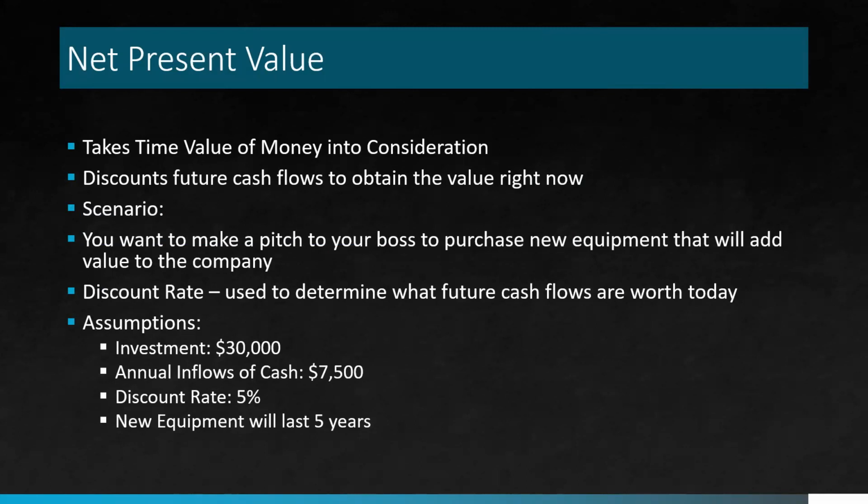So in this scenario, we have a few assumptions. You're going to go to your boss and say, hey, I have this great machine. It's $30,000, but it's going to give us an annual inflow of cash of $7,500 every year for 5 years. And the discount rate, let's say it's 5%, but when you first pitch it to your boss, you really don't know what that discount rate is. So it's going to give us $7,500 each year for 5 years because that's the life of the machine.